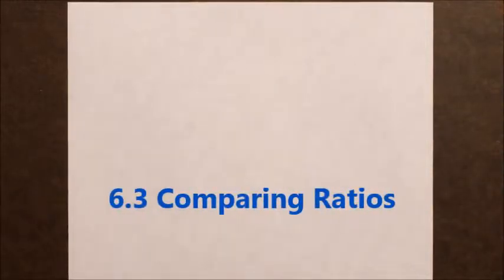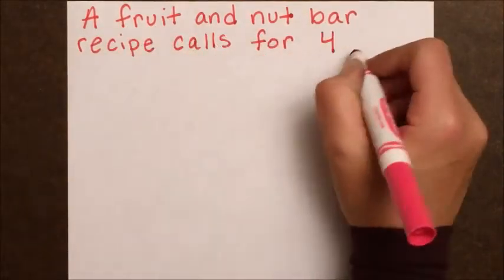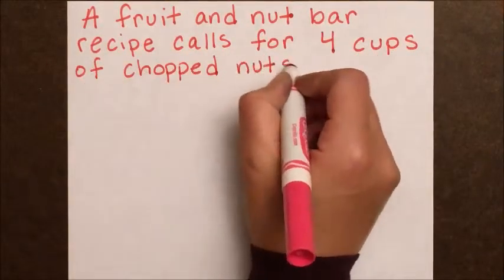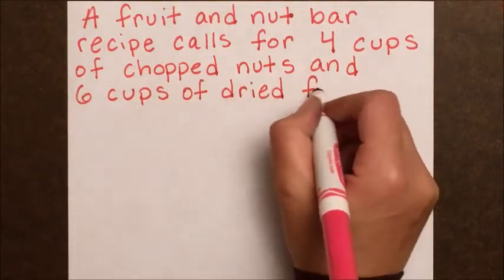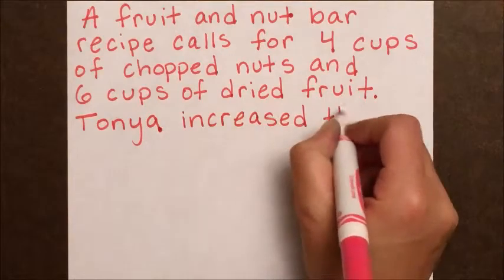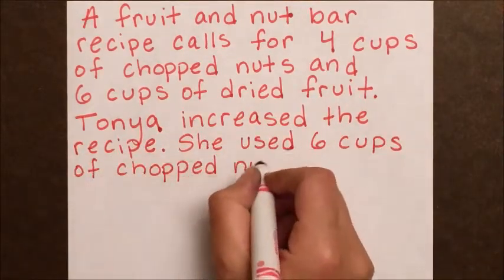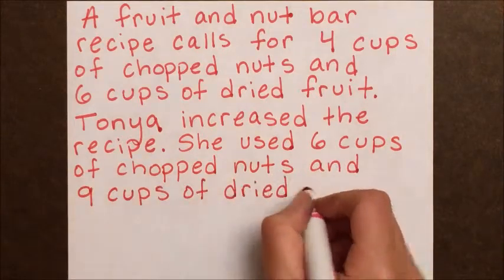Today we are comparing ratios. A fruit and nut bar recipe calls for 4 cups of chopped nuts and 6 cups of dried fruit. Tanya increased the recipe. She used 6 cups of chopped nuts and 9 cups of dried fruit.